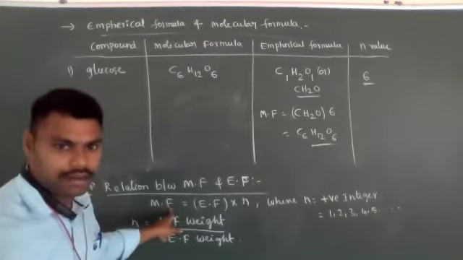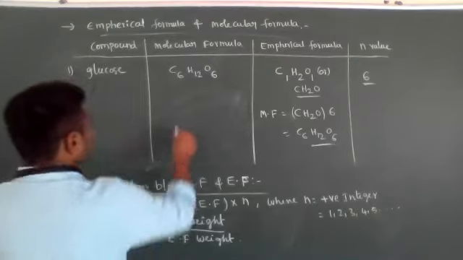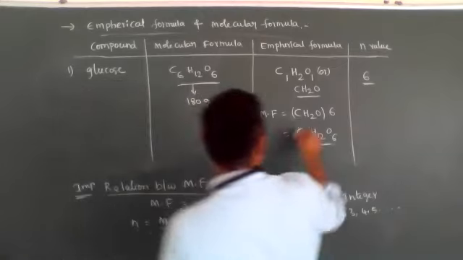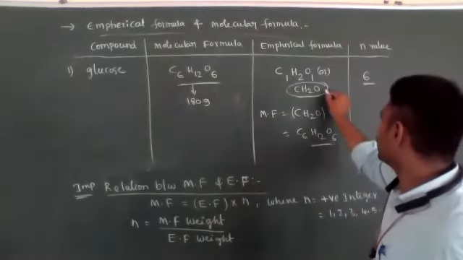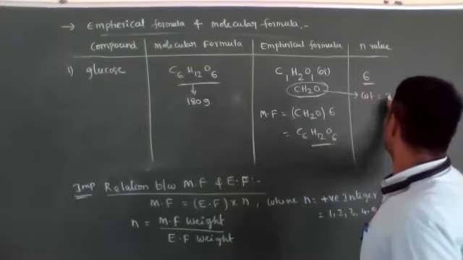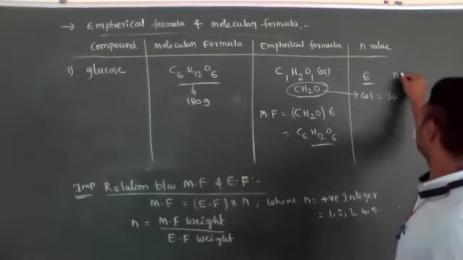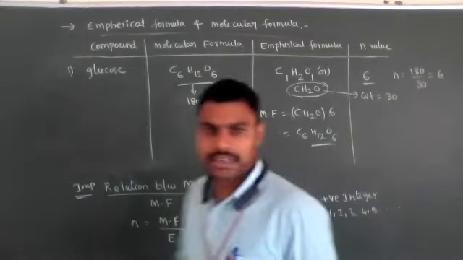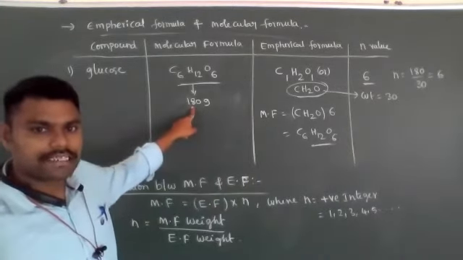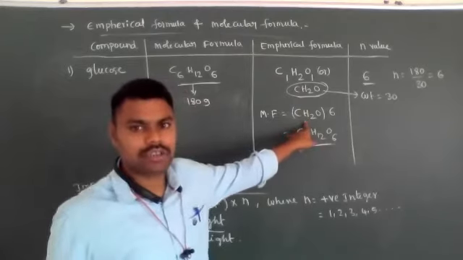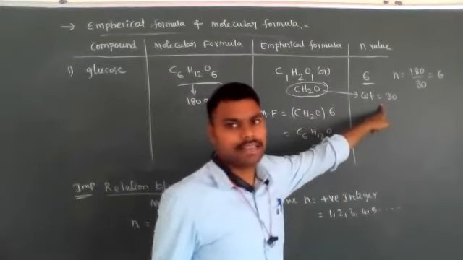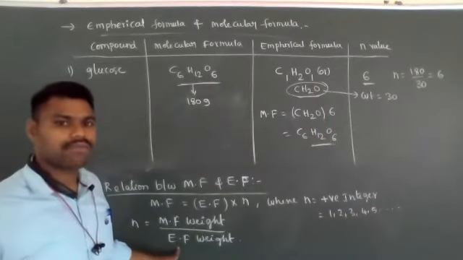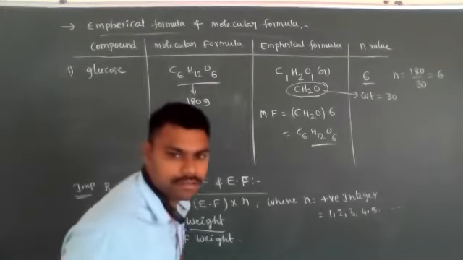Take glucose. See this glucose molecular formula, how much weight? 180 grams. CH2O, what is the CH2O weight? It is equal to 30. Then how to get n? n is equal to 180 by 30, which is equal to 6. Did we get it or not? So glucose gram molecular weight is 180. Its empirical formula is CH2O. Its weight is equal to 30. Then n is equal to 180 by 30, the molecular formula weight by the empirical formula weight. Then we get the n value.